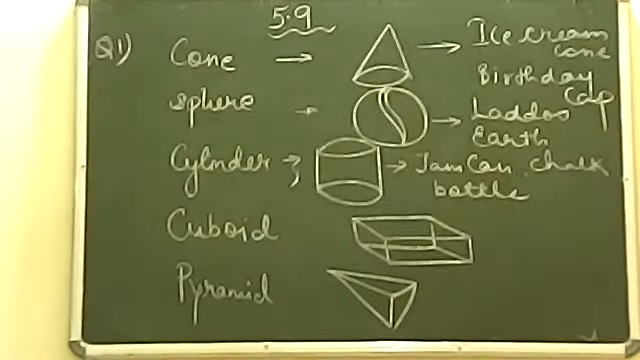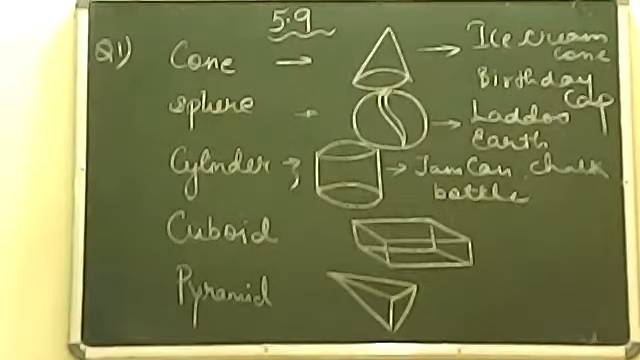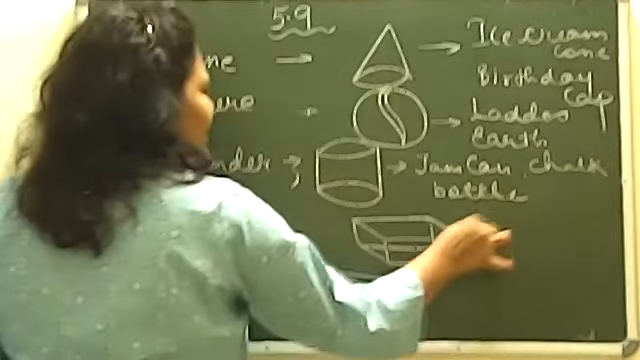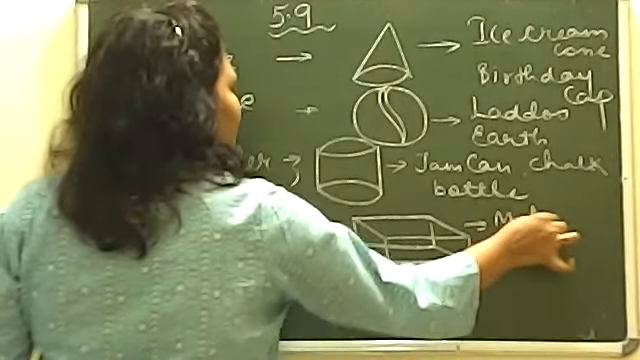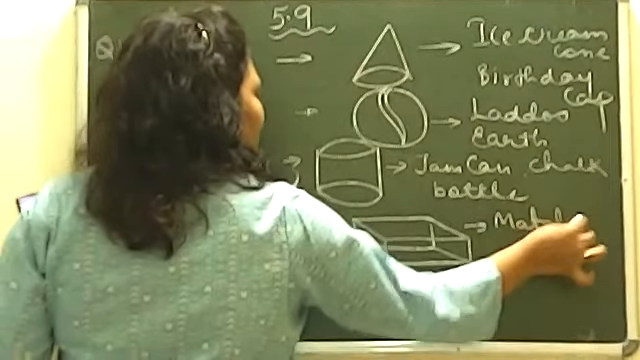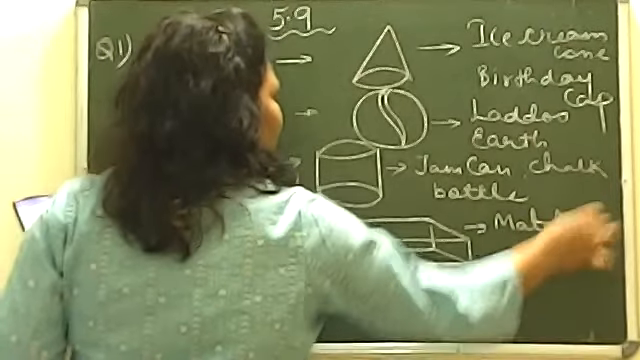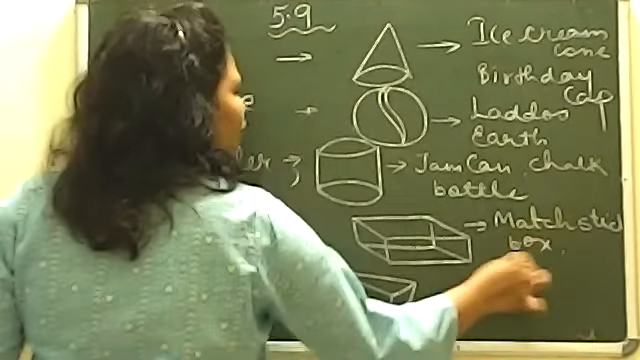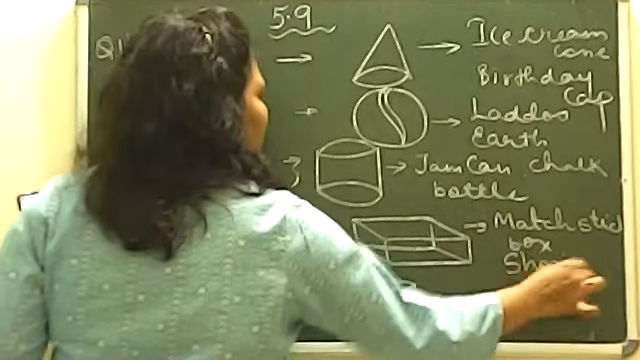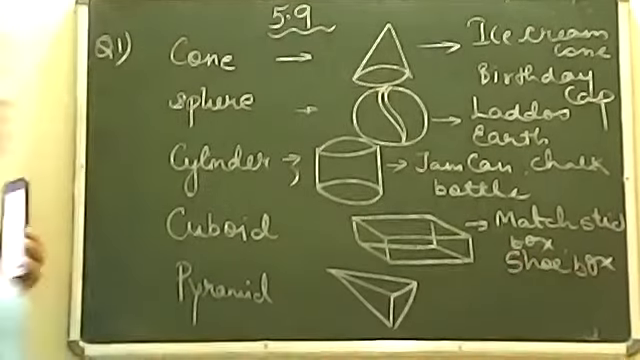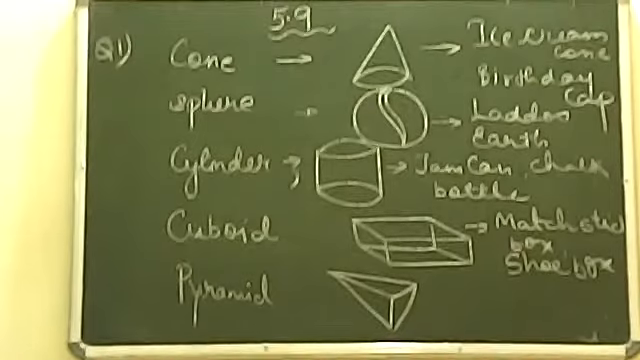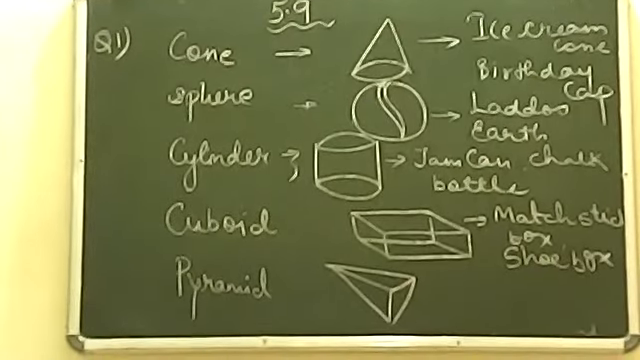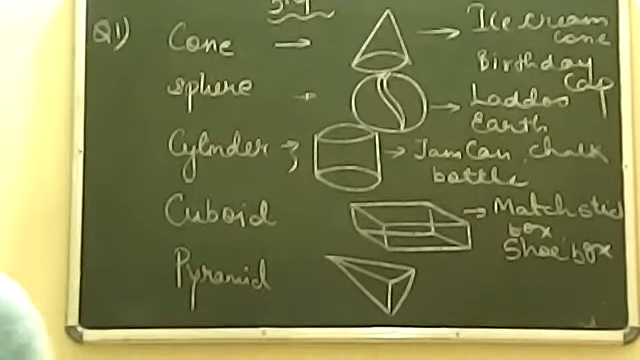Correct. Move on to the cuboid box. The cuboidal one can be matchstick box, matchbox. You can have shoe box. Fine. Now what about pyramid? What example will you write down for a pyramid? Can you please tell me faster? Yes, Gauri, you are right, beta.